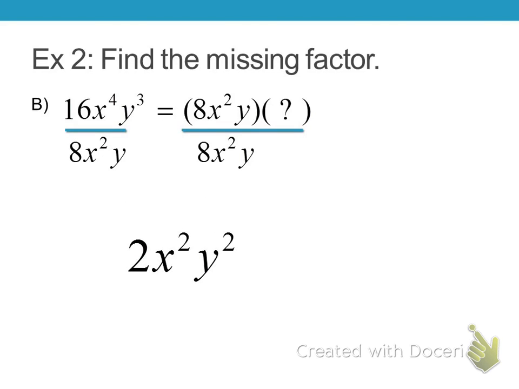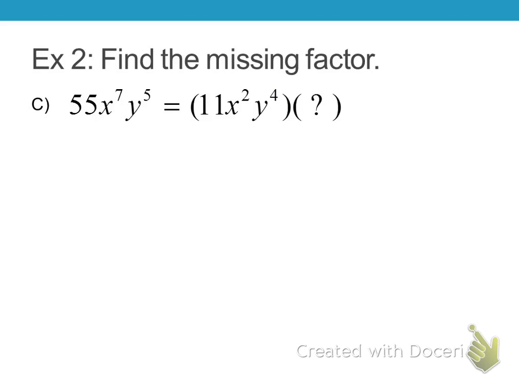Or, like I said earlier, you can just do it piece by piece. Like, what's missing from the 8? Well, you'd have to multiply it by 2 to make a 16. We're missing 2 of the x's, and we're missing 2 y's. So, there you go. What are your questions? Next.